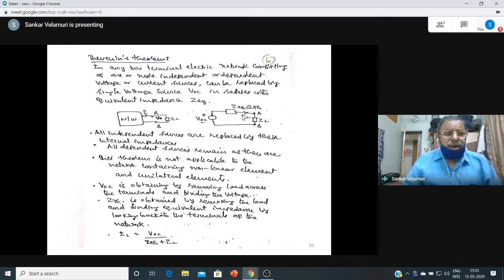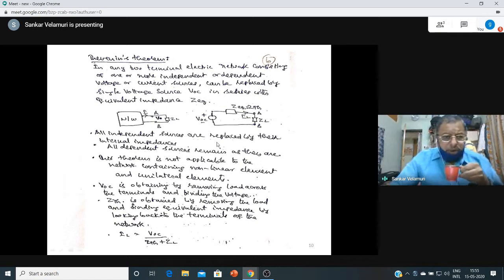So any two-terminal electric network consisting of one or more independent or dependent voltage or current sources can be replaced by a single voltage source in series with an equivalent impedance. How these are obtained and when it is applicable, you may be familiar, but anyway, this is a very fundamental theorem.